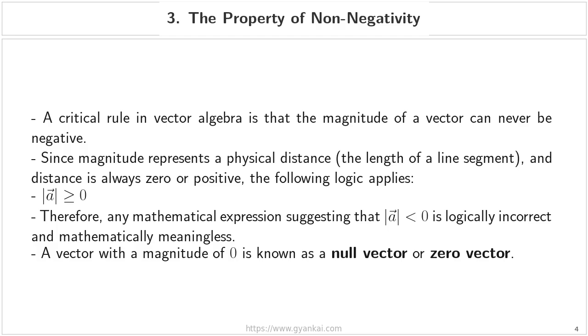However, there is one special case to note. If the magnitude is exactly 0, it means the initial point and the terminal point are in the exact same location. In this specific instance, we call this a null vector, or more commonly, a zero vector. Now, let's see how this concept of magnitude and direction works in a practical, real-world scenario.